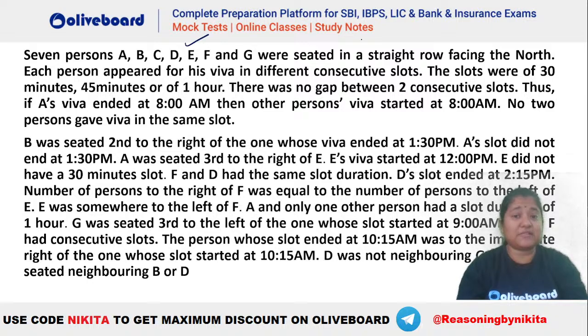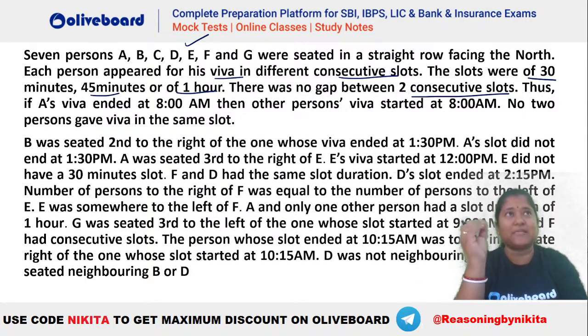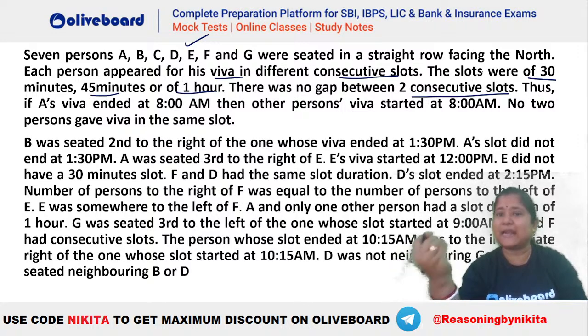There are seven persons who are seated in a straight row facing the north, and they are appearing for viva in consecutive slots here, right? So this is a particular question based on slots. The slots are either of 30 minutes, 45 minutes, or 1 hour. So you can see there are three types of slots here, right? Now there is no gap between two consecutive slots. That means, let's say if one person is ending at 10 a.m., the other person has to start at 10 a.m.